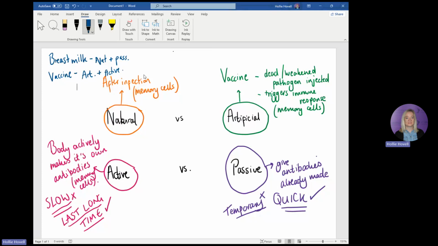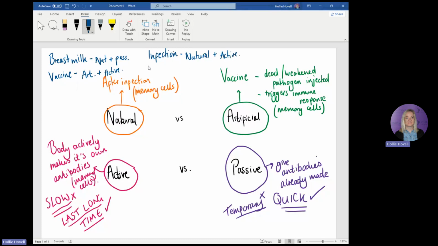Another example could be just getting an infection, a natural infection. So if you're infected with a pathogen, it's definitely natural and it's active because you've got to make your own antibodies.